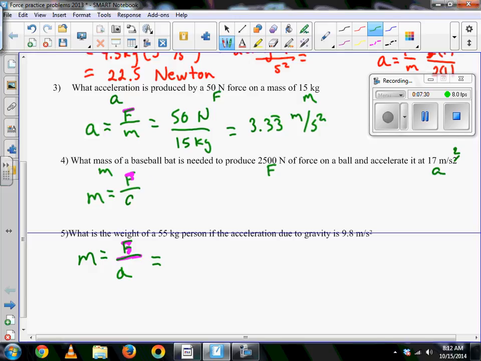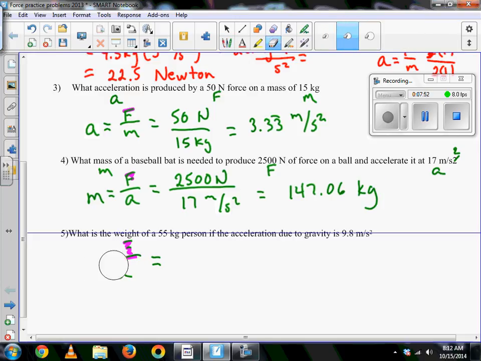So I'm going to put in the 2,500 newtons. Need a little help on the calculator if you got it. Divided by 17 meters per second squared. I'm sorry, Spencer, what did you say? 147.06, and mass is measured in kilograms. Very good. Let me erase this over here. And where's my eraser? There it is. Wow, even the computer squeaks. And then let's do a blue.